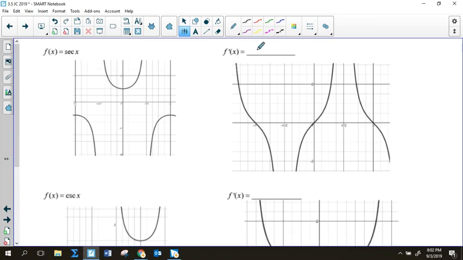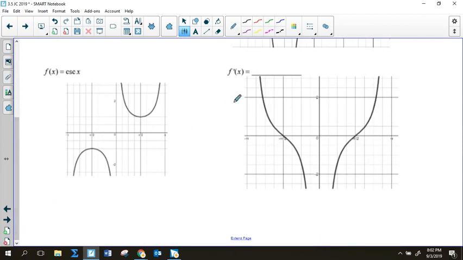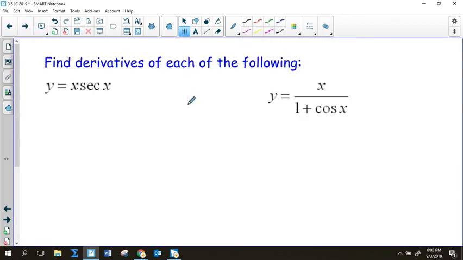So this is the graph of secant, and secant's derivative is secant x times tangent of x. And then this is the graph of cosecant, and the derivative of cosecant is negative cosecant x times cotangent of x. All right, so now you have the derivatives of all six trig functions. We're going to go ahead and use some of your previous rules to find the derivatives.